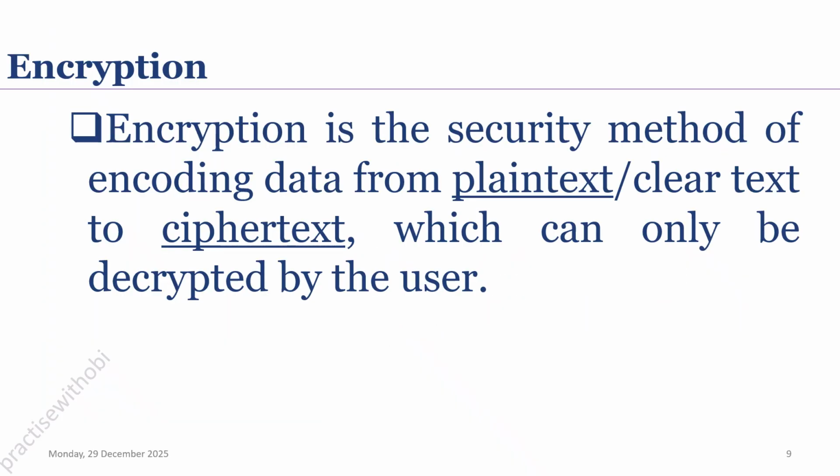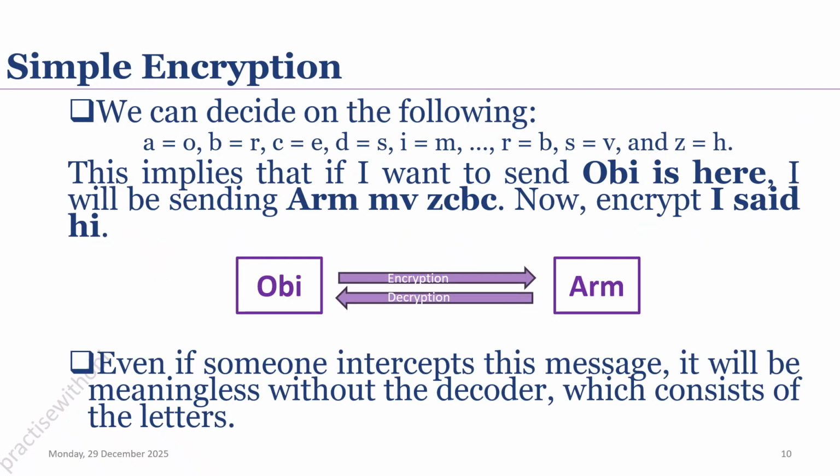Encryption is the security method of encoding data from plain text, or clear text, to ciphertext, which can only be decrypted by the user. This is a simple example of encryption. We agree that the letter A will be represented as O. So, if I send you A, you would decrypt it and read it as O.